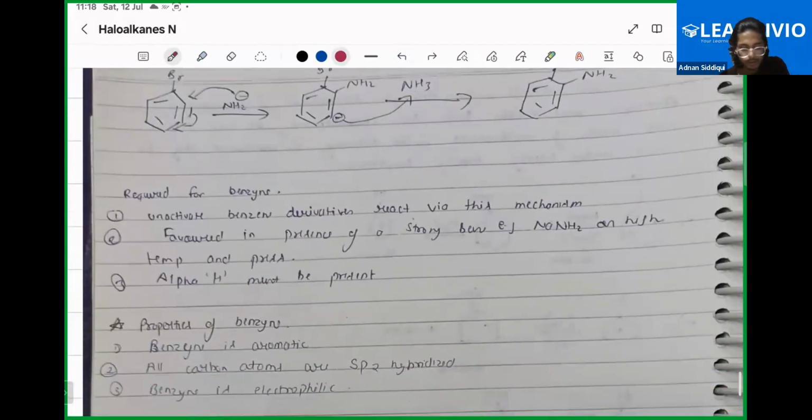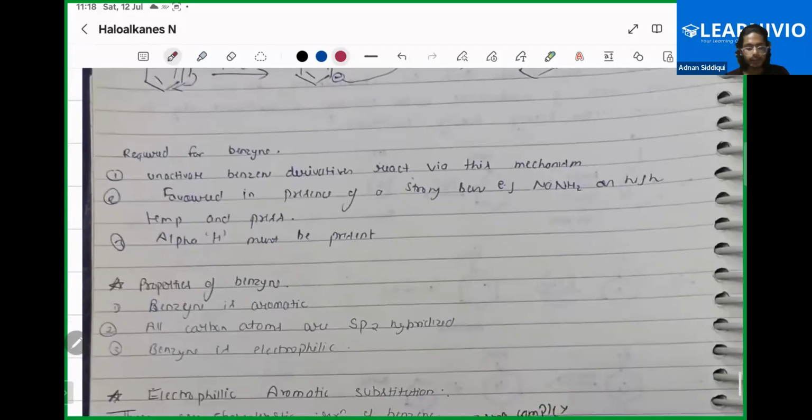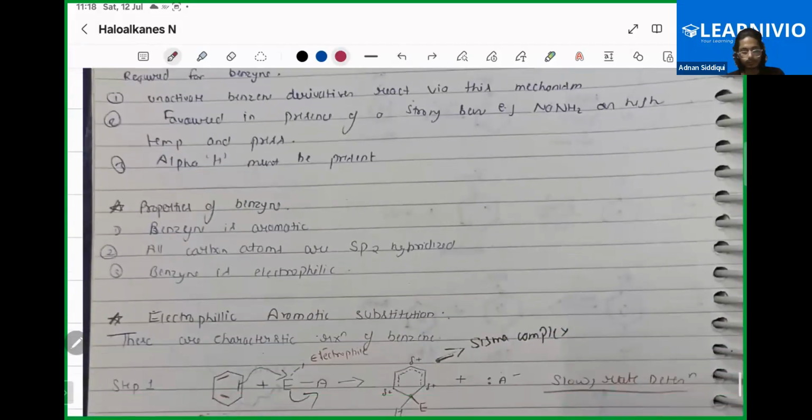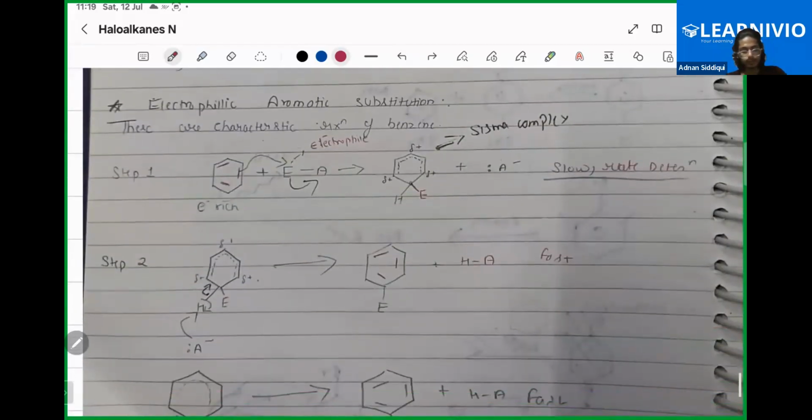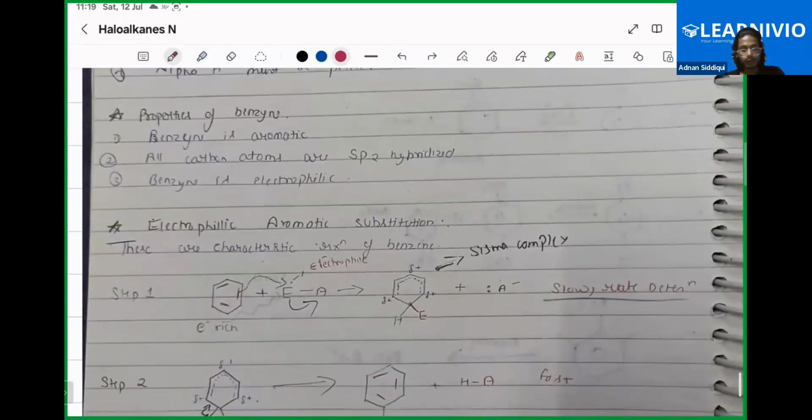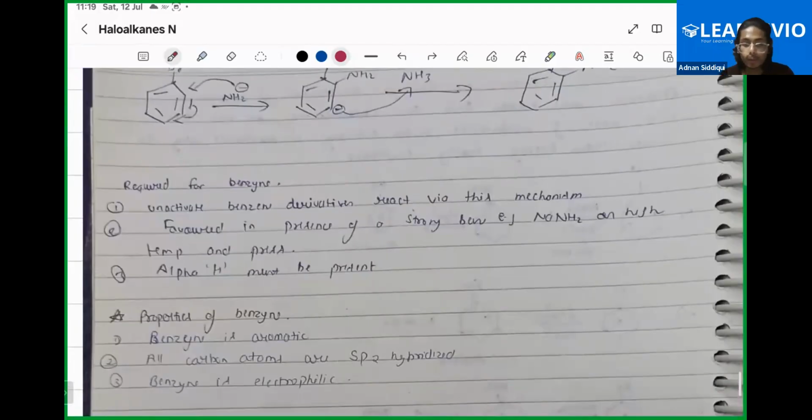So the required conditions for this: unactivated benzene derivatives, basically, which means no electron withdrawing group. It is favored in the presence of a strong base. You have to use a strong base, the temperature should be high, and an alpha hydrogen should be present. These are the conditions for elimination addition. Right? Yes, sir.